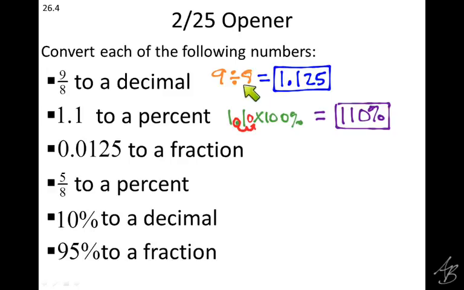Also, don't forget between steps to put what? Equal signs. So 9 divided by 8 equals this. 1.1 times 100 equals this. So make sure you're putting those equal signs between your steps.